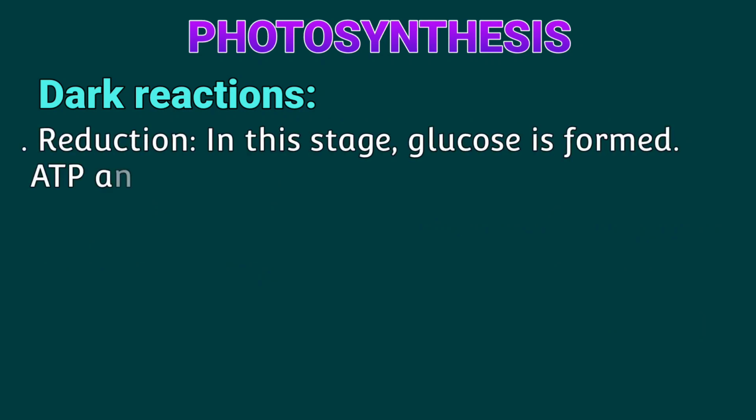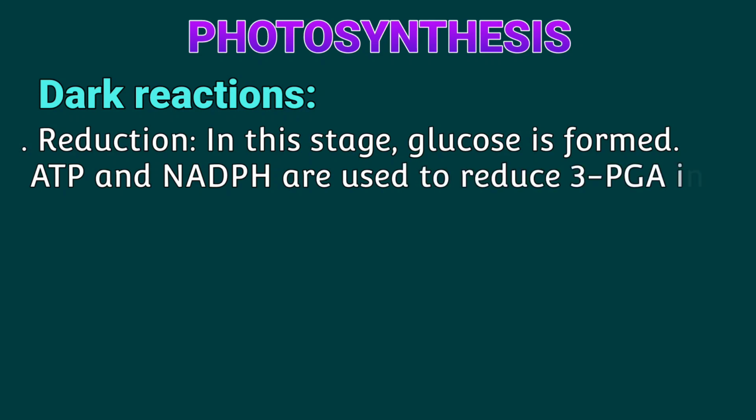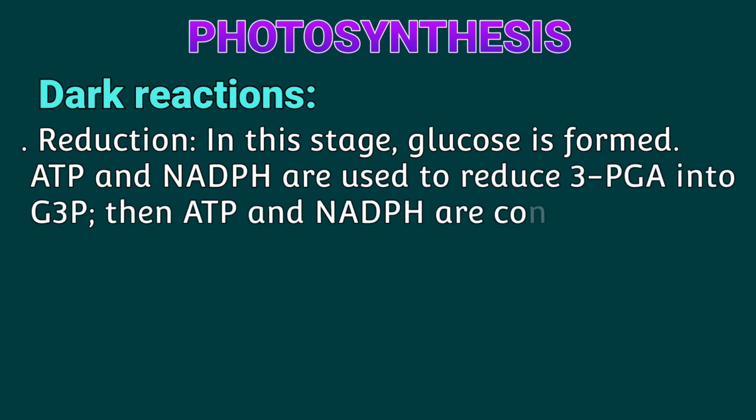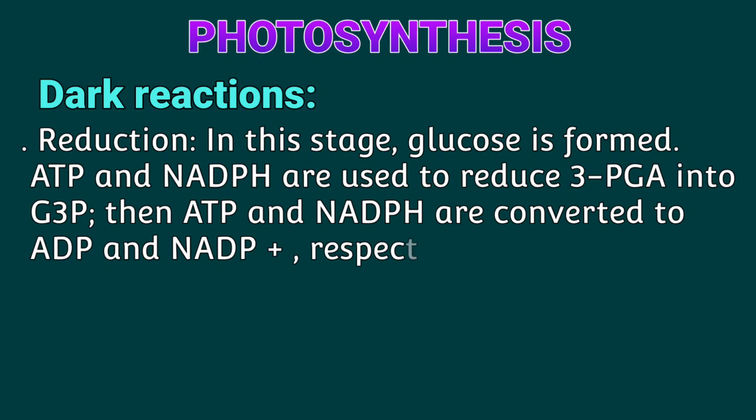Stage 2, reduction. In this stage, glucose is formed. ATP and NADPH are used to reduce 3-PGA into G3P. Then ATP and NADPH are converted to ADP and NADP plus respectively.